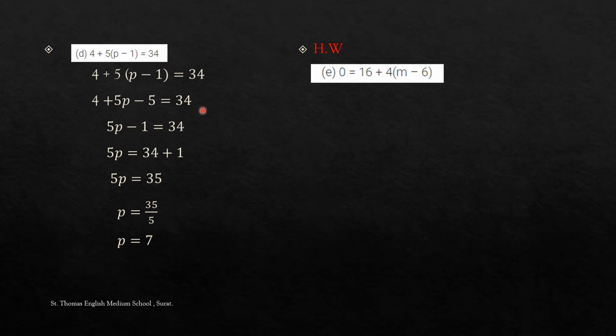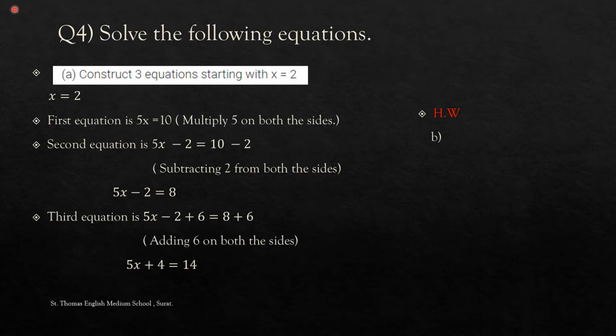This is minus 1. If it goes here, it becomes plus 1. So 5p is equal to 34 plus 1, that is 35. Now p is equal to, this is multiplication. If it goes here, it becomes division. 35 upon 5. So now we can cut. 5 ones are 5 and here 5 sevens are 35. So what is the value of p? p is equal to 7. Now question number E, you can do it as homework.